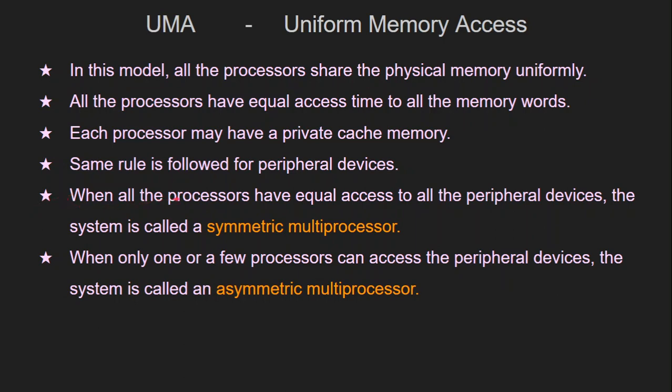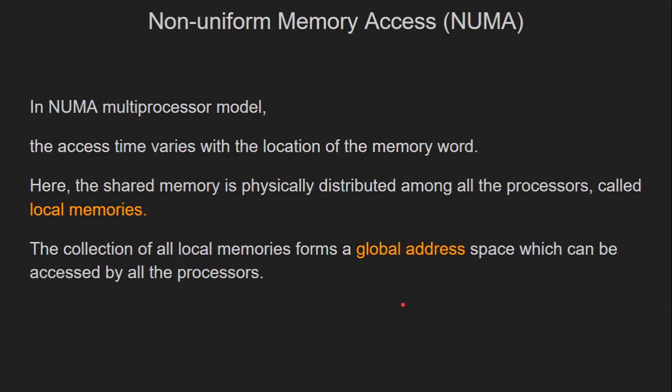When all the processors have equal access to all the peripheral devices, it is called a symmetric multiprocessor. That means processors have a shared memory area and they can access all the peripheral devices. In cases where only a few processors can access the peripheral devices, it is called an asymmetric multiprocessor. Okay, so the next one is the non-uniform memory access.